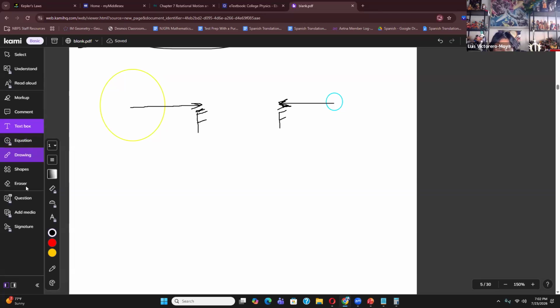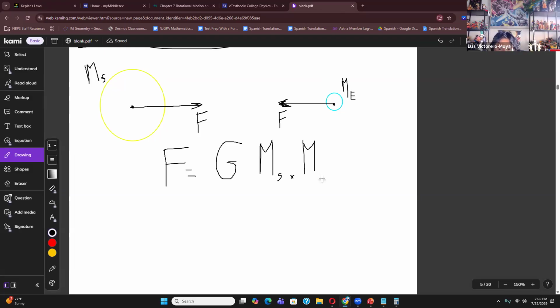Let's erase the vector notation. These are magnitudes. So magnitudes are the same. Vectors are not the same because of different directions. Center of the sun, center of the earth. And you know that the force is G, mass of the sun, mass of the earth, divided by the distance between them squared.